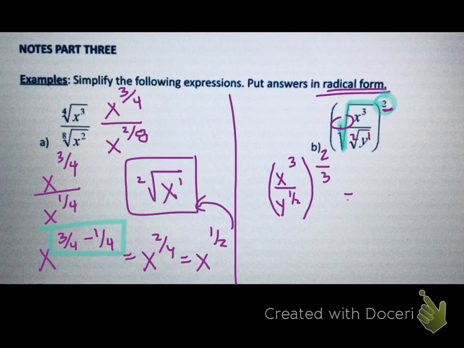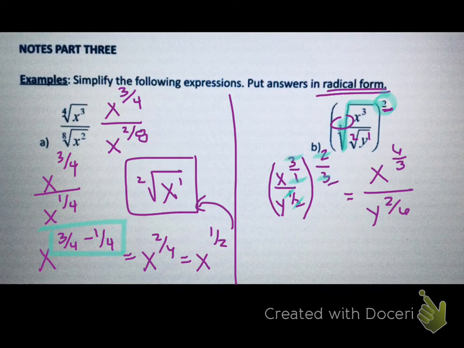So in the top, and I'll write this as 3/1 so you can see it, this will become x to the 6/3. So again, we multiply our top numbers and we multiply our bottom numbers straight through top and bottom. We're going to do the same thing down here. So we multiply the tops. So that will be 1 times 2, which is 2, over 2 times 3, which will be 6.